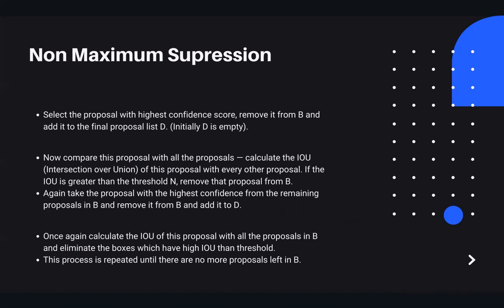Then we compare that box to all the values in B. If there is a high intersection over union with that confident box, we delete all of these highly intersected boxes. And again, we take the proposal with the highest confidence that is remaining inside B, remove it from B, compare it with all the values in B, find anything that has a high intersection over union with this new box, remove it, and continue iteratively again and again until we have only boxes with high confidence and they don't overlap with each other.